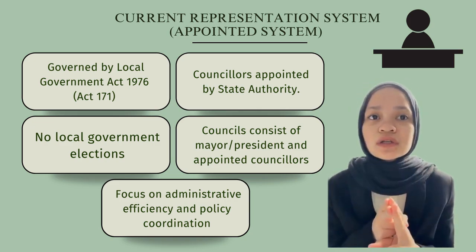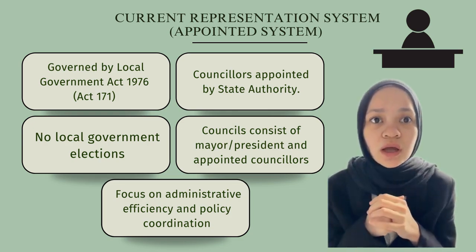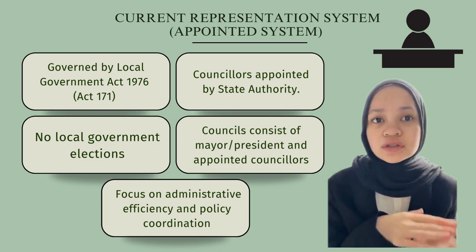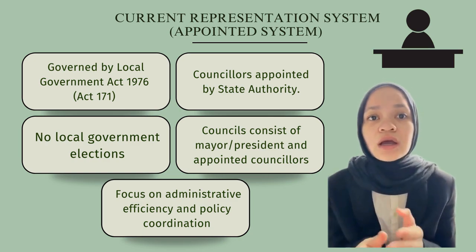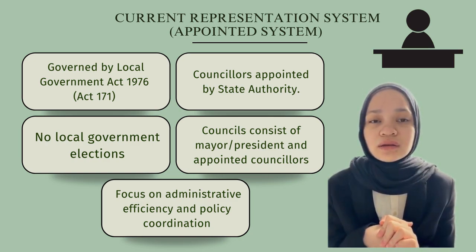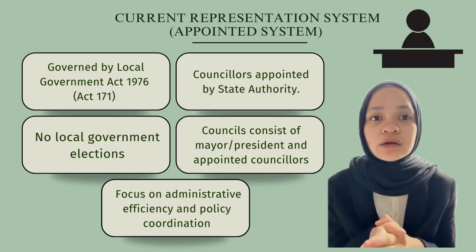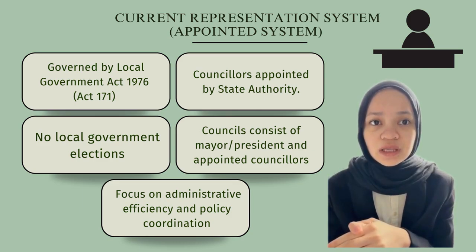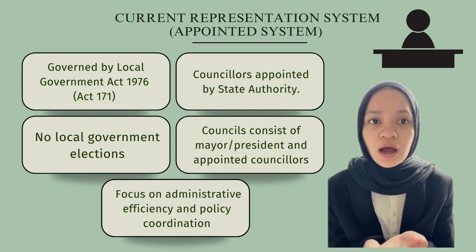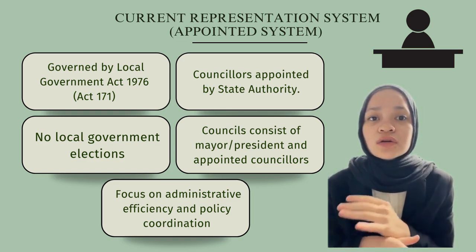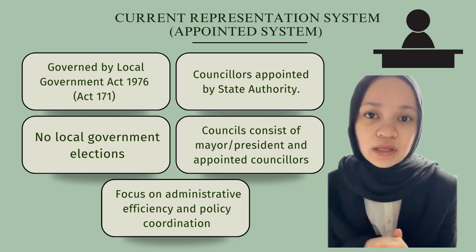Number two is councillors appointed by state authorities. Under the system, councillors are appointed by the state authorities rather than being elected by the public. The third is no local government election. Unlike the previous elective system, local government elections are not held, so citizens do not directly choose their local representative.